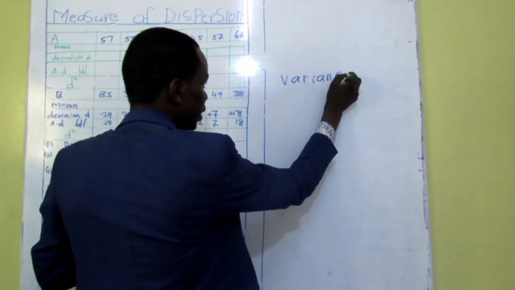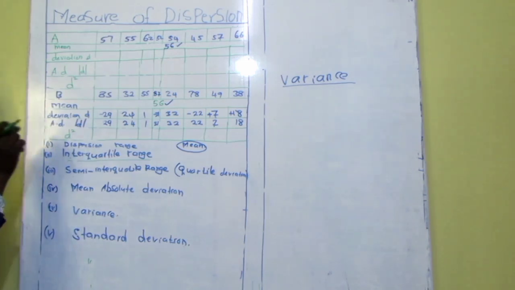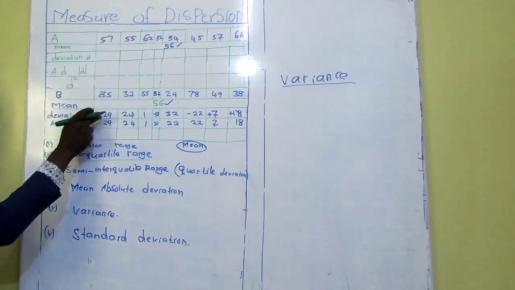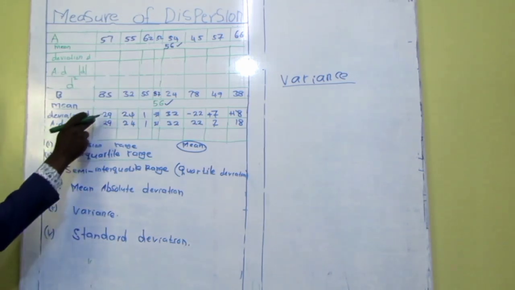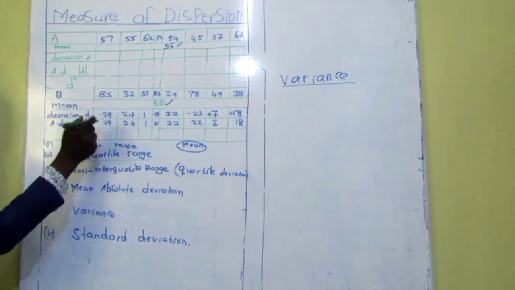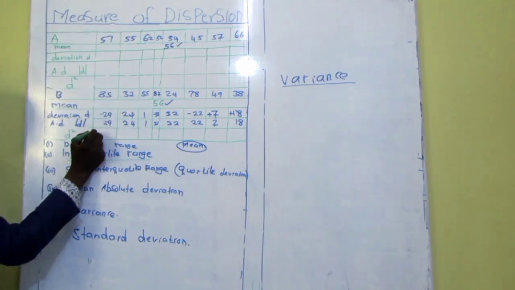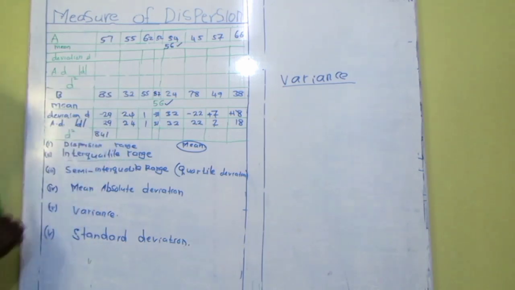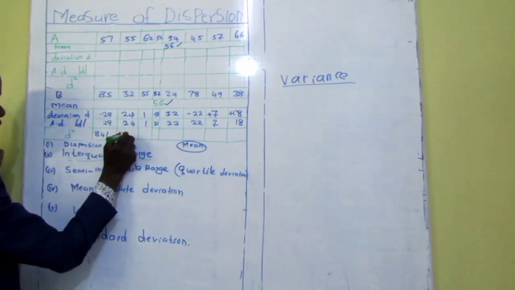Variance, like this. Now, I want you to look up. I have said that instead of ignoring a negative, we can square. So if we square this, what do you get? So d squared: 8, 41, 570, 576.